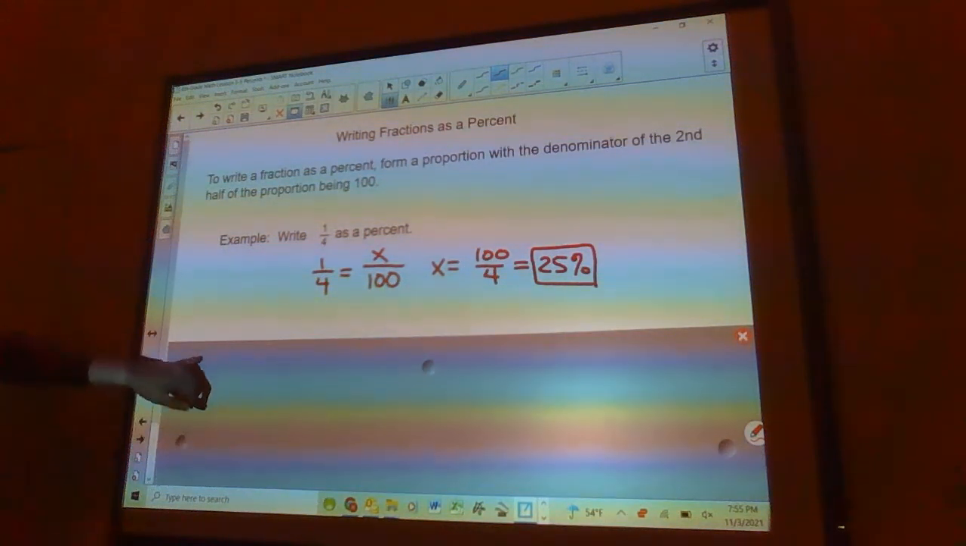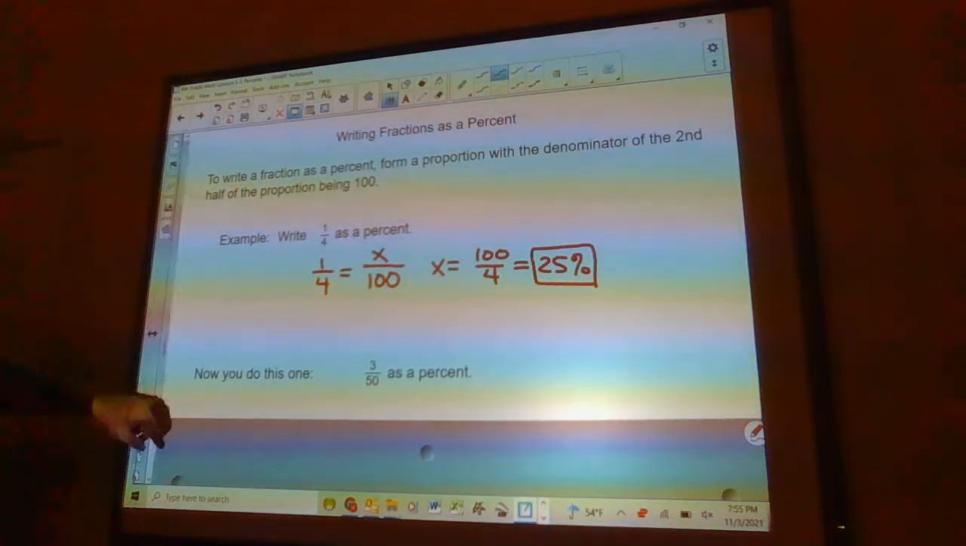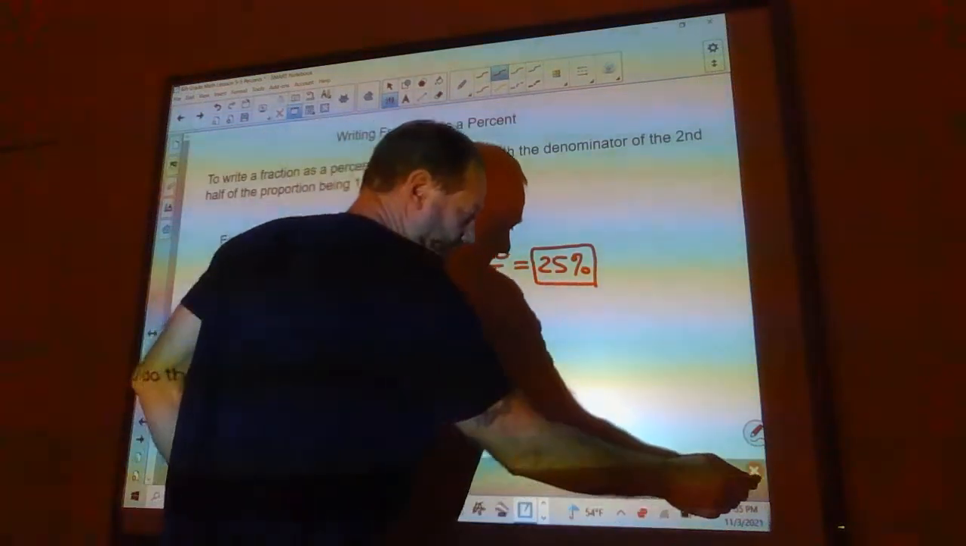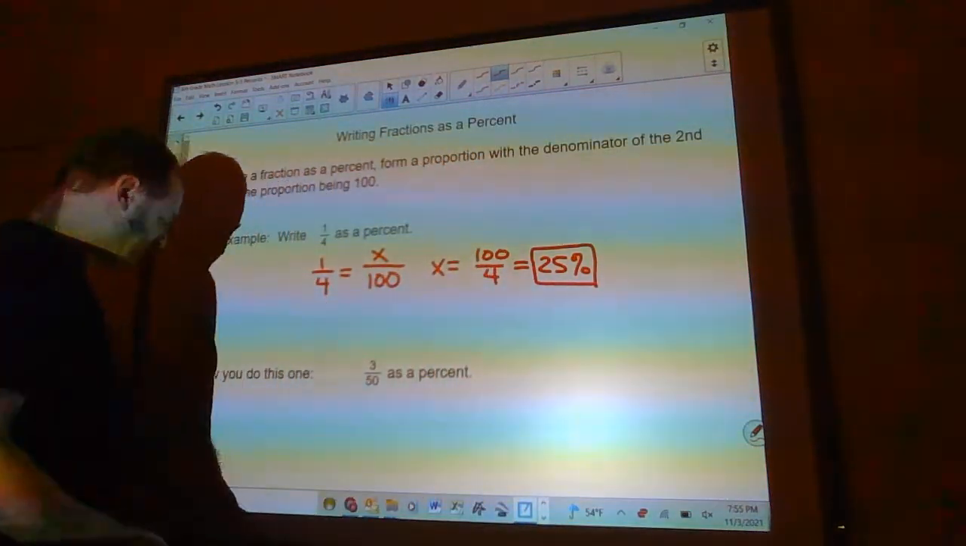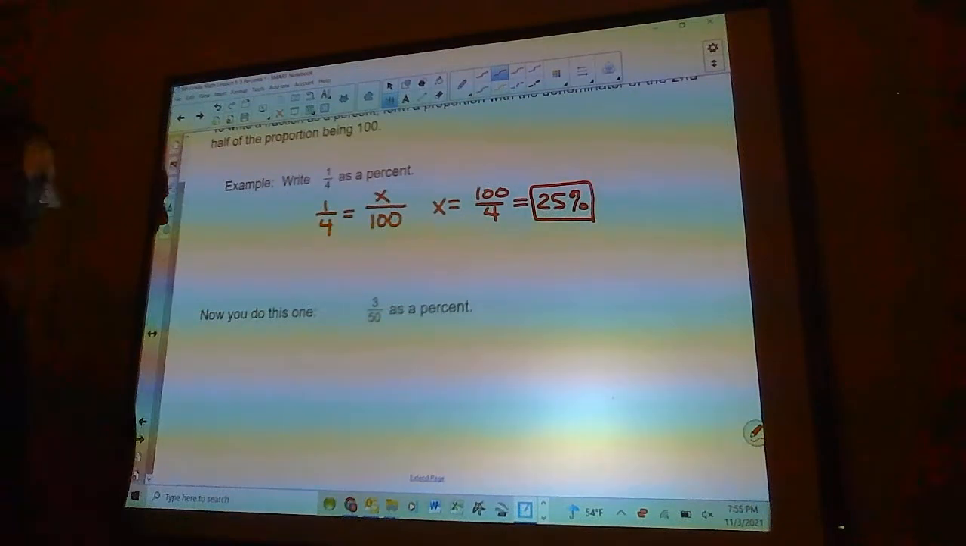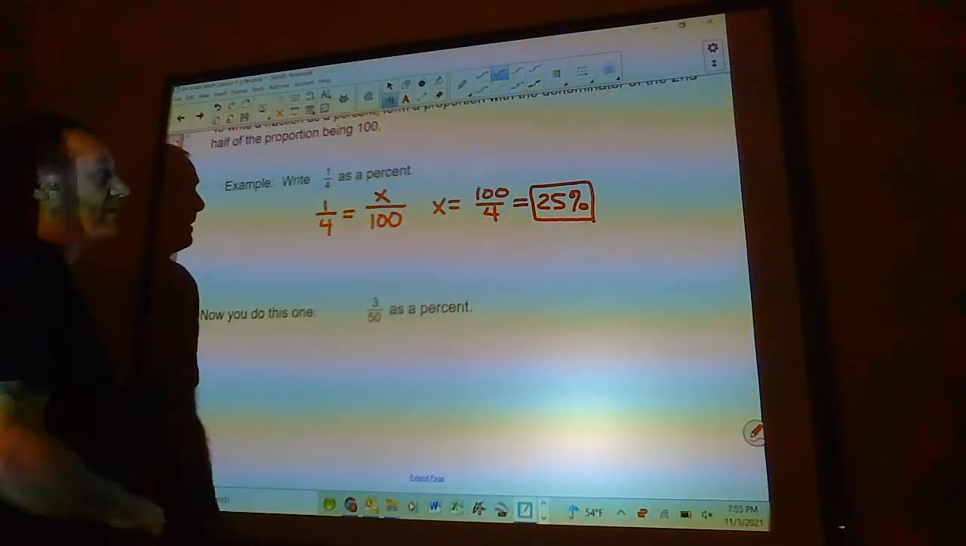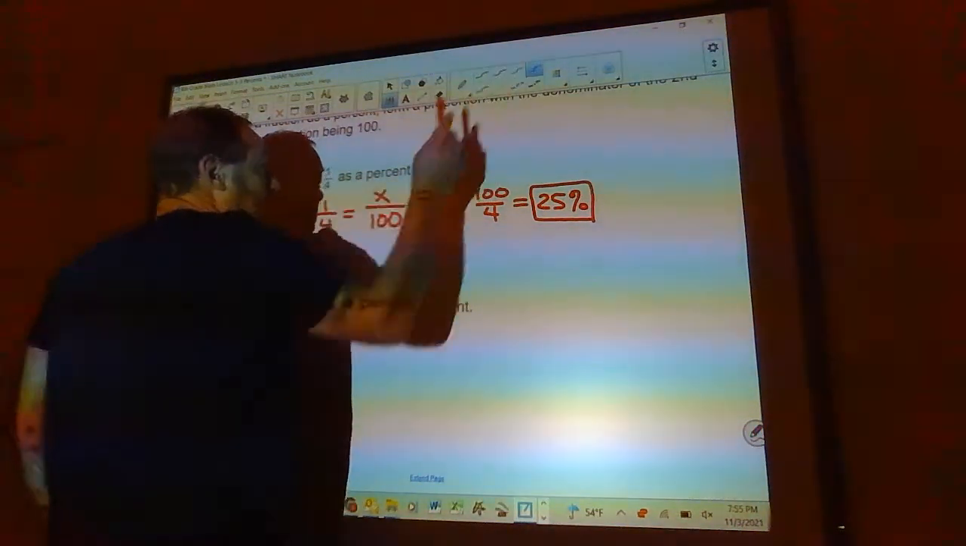Okay. Now you do this one, 3/50ths. Go ahead and pause the video right here, and then write that as a percent, and then jump back on and see how you did.